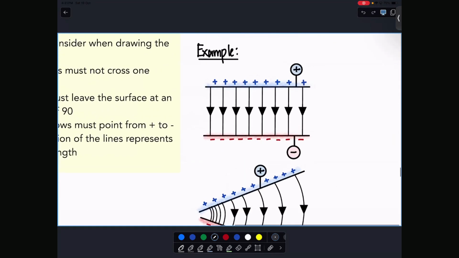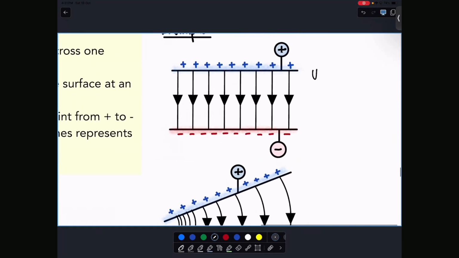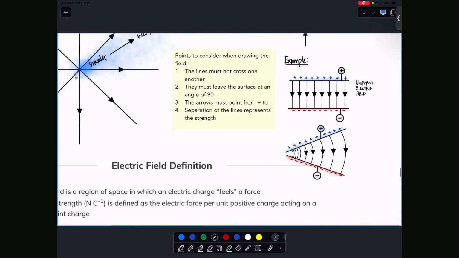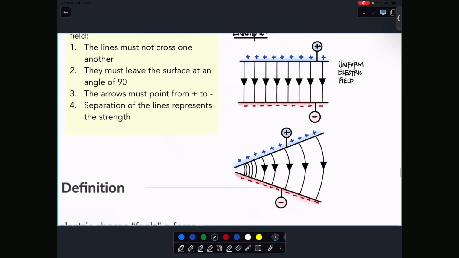So this one here is referred to as a uniform electric field. And the one at the bottom is a non-uniform electric field. Uniform lines would come out from positive and go to negative, and go further apart as they bend in the middle, and leave at 90 degrees. Yes, that's true.